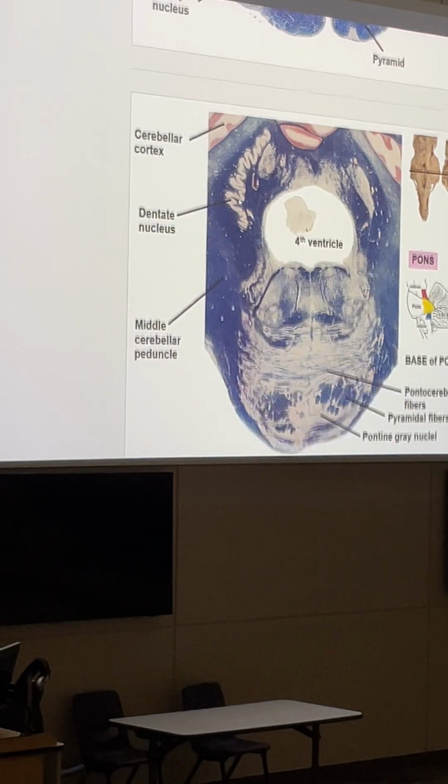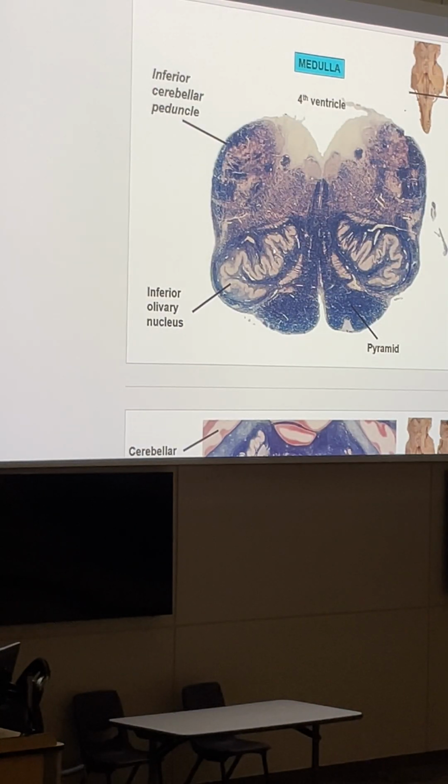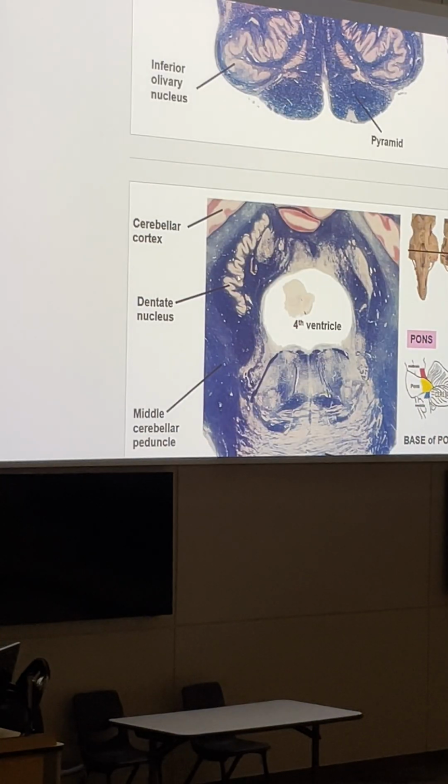Dentate nucleus versus inferior olivary nucleus. Within the olive, within the cerebellum.